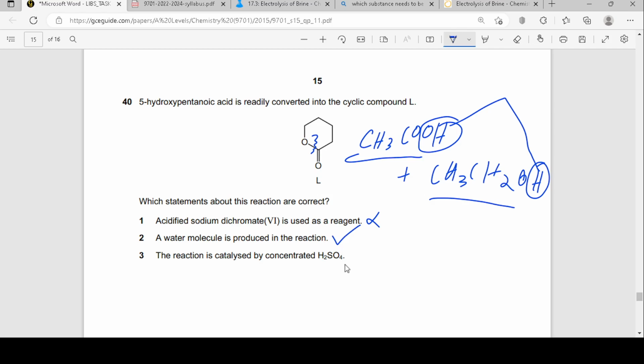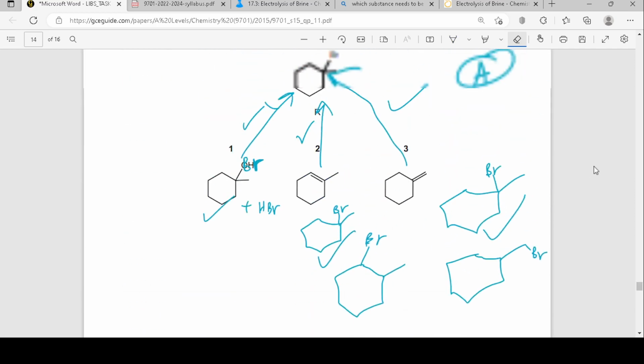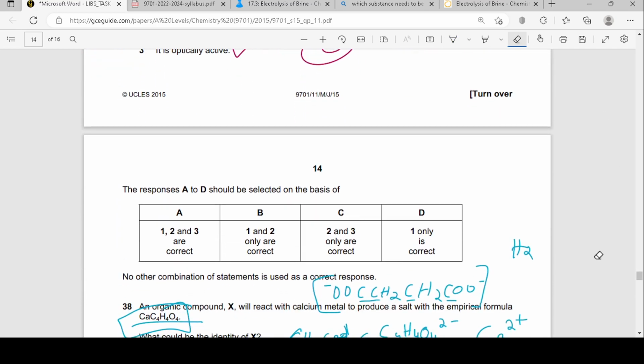That is right. The reaction is catalyzed by concentrated H2SO4. Yes, you do use a small amount of concentrated H2SO4 to catalyze the reaction of esterification. So the last two options are right, and so your answer is, well, what's the answer actually? 2 and 3 correct means that the answer is C.